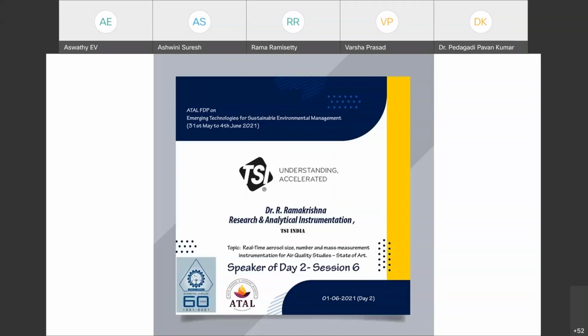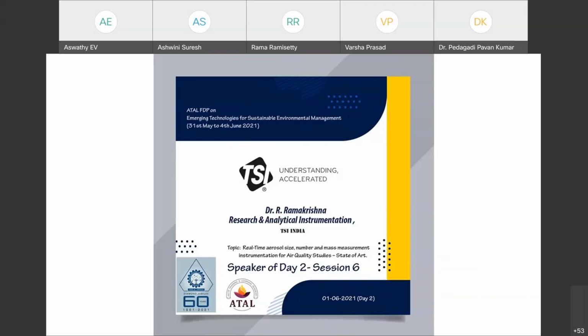Okay, I think we can start with our session. Welcome all to the third session of the second day, and in fact, this is the first session from an industry person. Today we have with us Dr. Ramakrishna from TSI Instrumentation. He'll be talking to you on the different instruments particularly used for aerosol measurements.